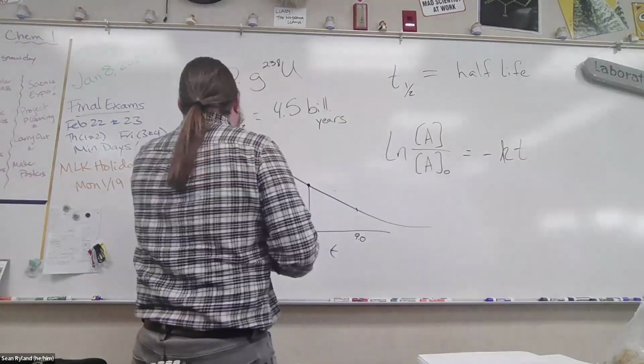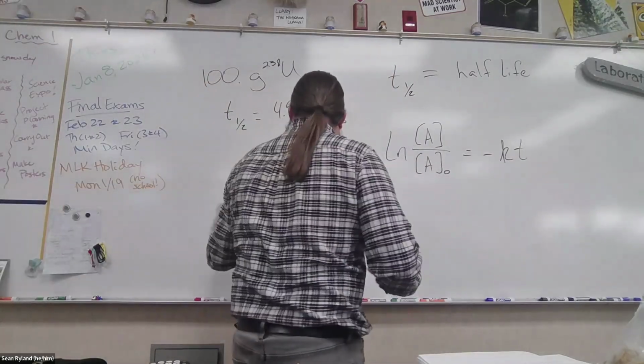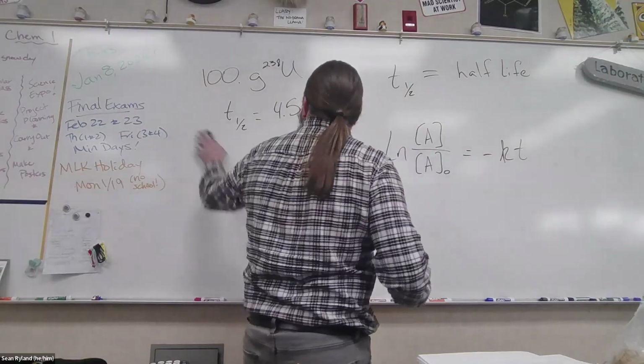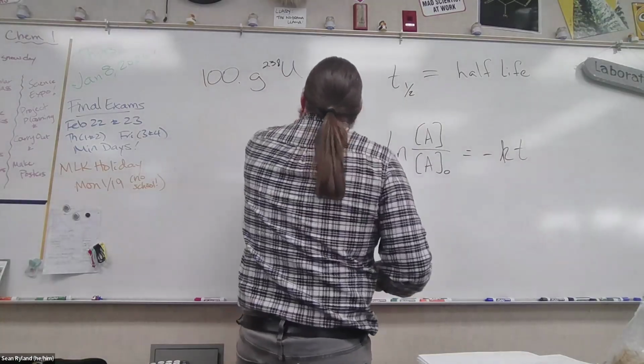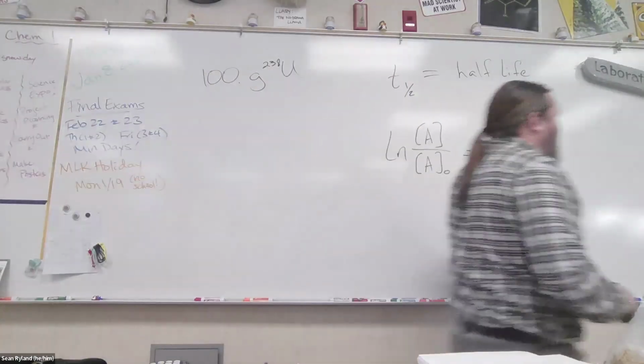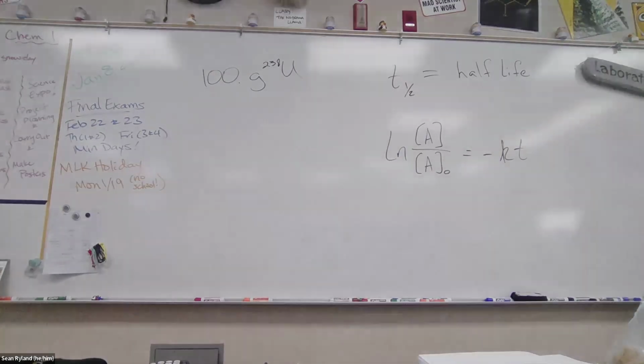So the fact that these isotopes all have a constant half-life means that if we know what their half-life is, we can figure out what K is. Are there any elements with a non-constant half-life? No. Good. Well, we can create systems that don't have a constant half-life.